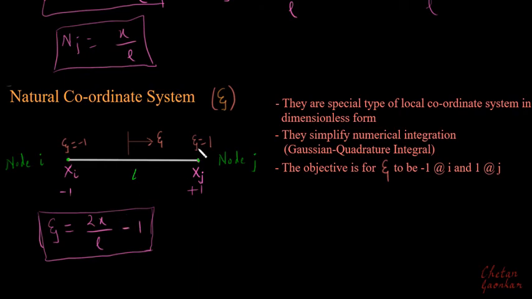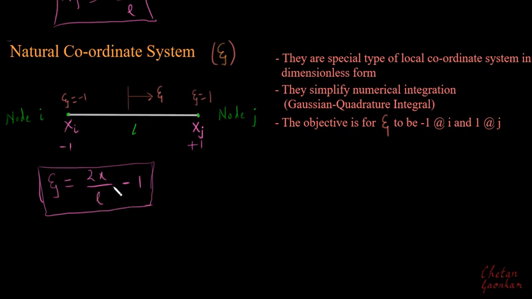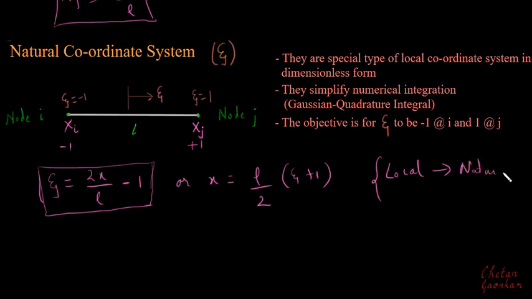So the relation between this natural coordinate system xi and local coordinate system small x is given by xi equal to 2x by L minus 1. And then from here I get this x as L by 2 times (xi plus 1). If I just readjust this term, if I multiply by L, take this 1 to the other side and divide by 2, I will get x as L by 2 times (xi plus 1). So this is how the local coordinate system is related to the natural coordinate system.